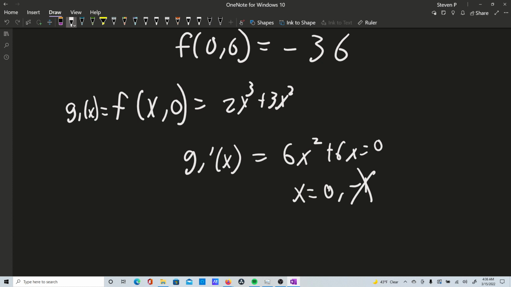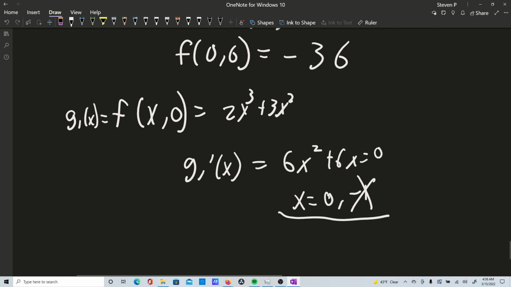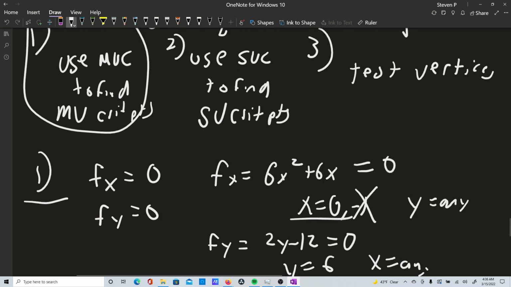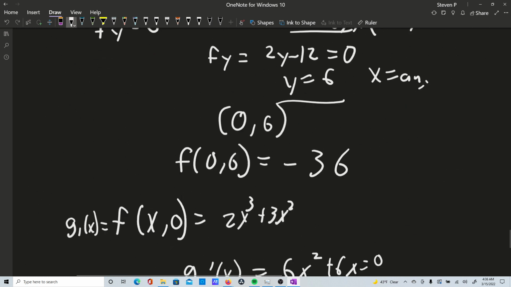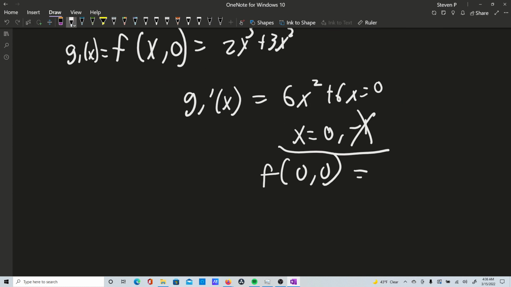Yeah, so this means that this one's not saying a ton. It's basically just saying, okay, from the perspective of walking along this line, the single variable crit point is right here, which we were going to check later when we test vertices anyways, but sure, let's go ahead and do that now. So f of 0 comma 0 is just 0, right? We're just plugging that in here, where g1 of 0 is equal to f of 0 is equal to 0.